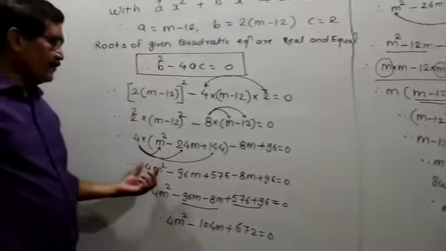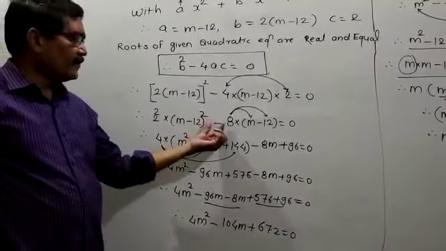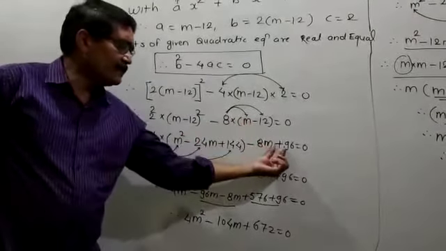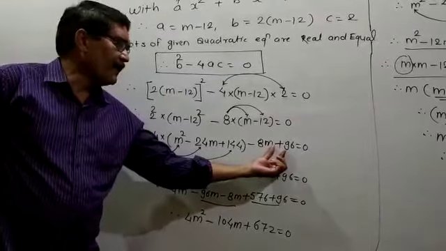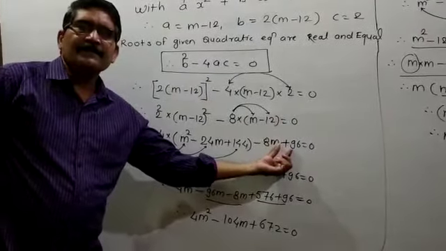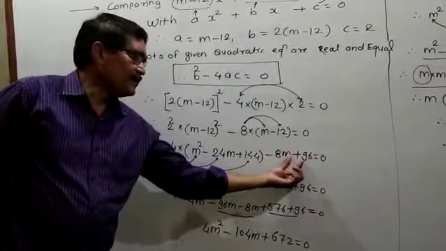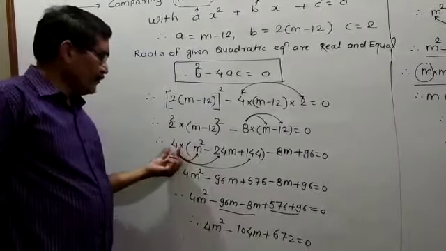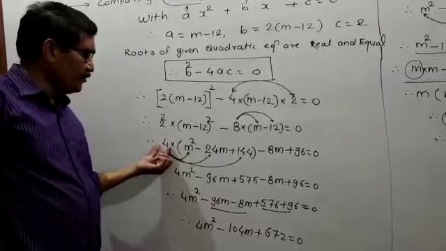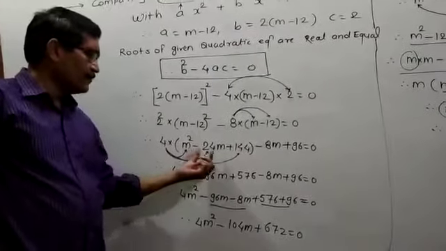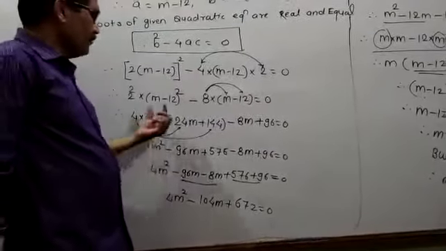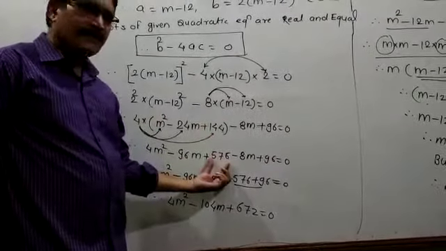When you solve the bracket with a minus sign before it, the sign becomes plus. If you multiply by minus any number, you have to change the sign. Then for 4 times the bracket, you again utilize the distributive law. 4 multiplied by m square is 4m square. 4 multiplied by 24m is 96m. 4 multiplied by 144 is 576.